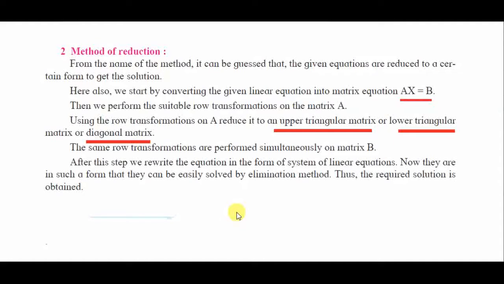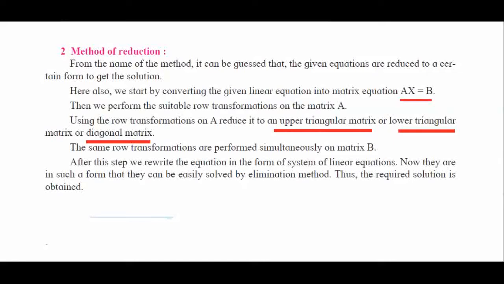Method of inversion means somewhere we have to find the inverse matrix. For finding the inverse matrix we are going to use the equation X is equal to A inverse into B. And method of reduction means somewhere we are going to reduce the matrix. The matrix A is reduced to an upper triangular matrix, lower triangular matrix or diagonal matrix. It is our choice, but the upper triangular matrix is easy to convert, so always try with that.